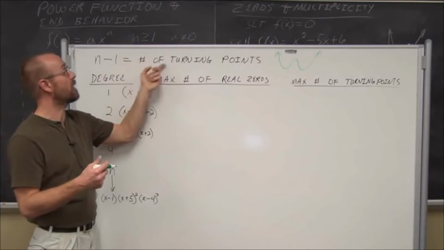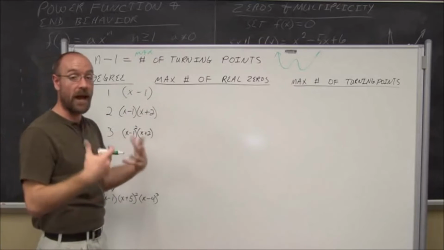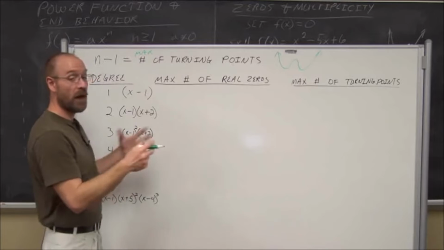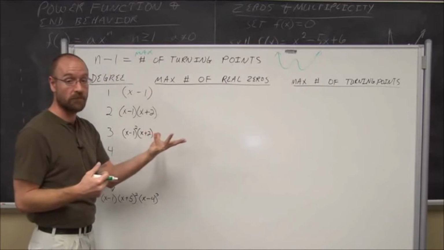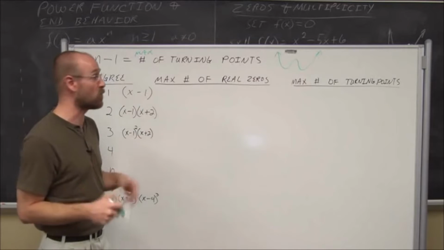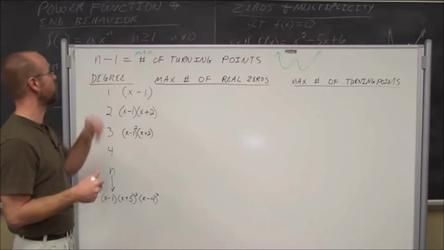This tells me the maximum number of turning points, and I should specify that. It won't necessarily have that many, but it could. If you have a graph that has more than n minus 1 turning points, you know you've graphed something that isn't right. So let's look at this and see how can we use this information.